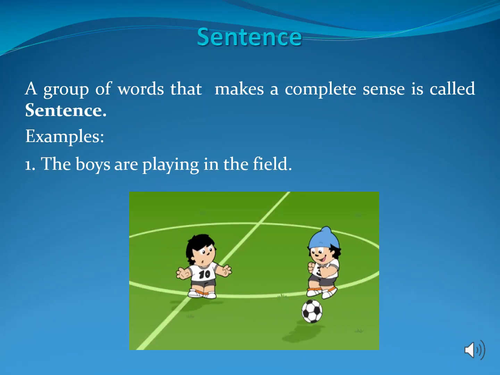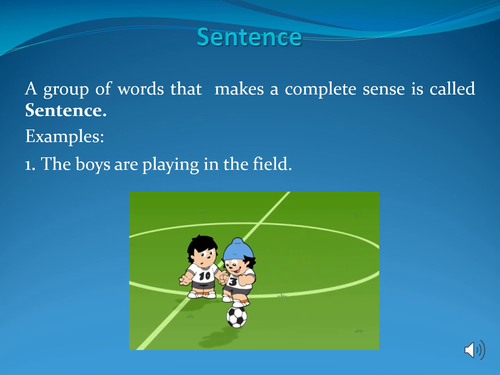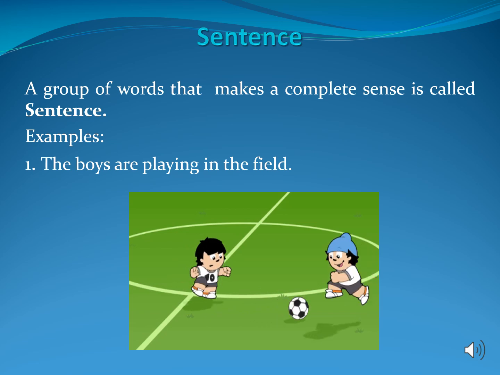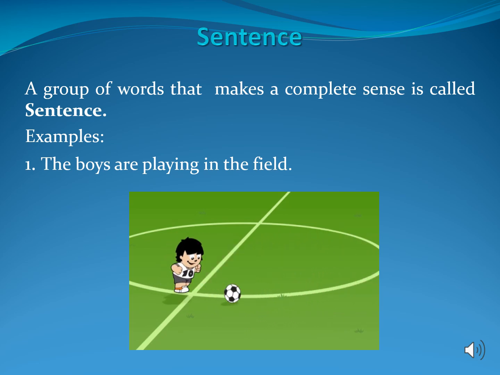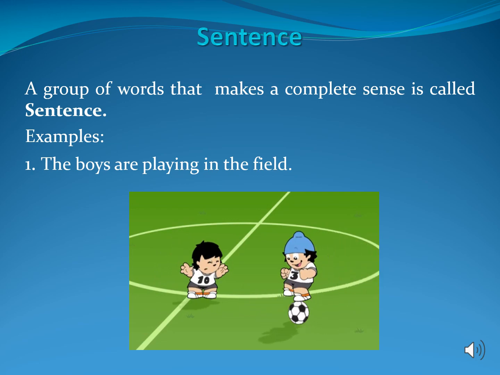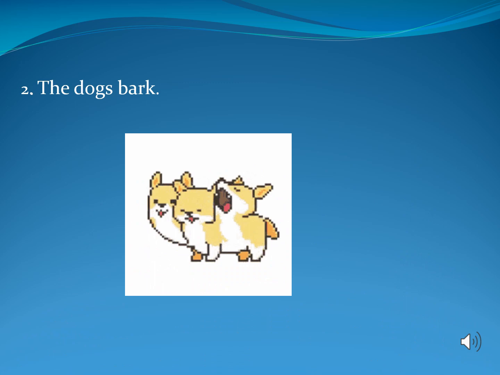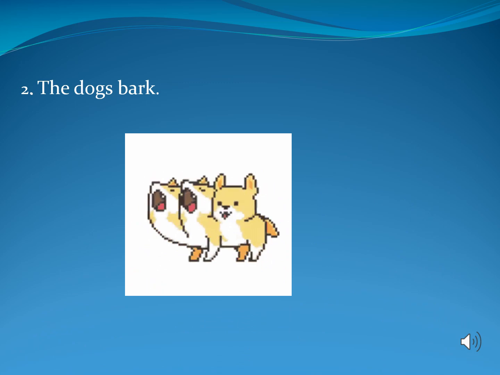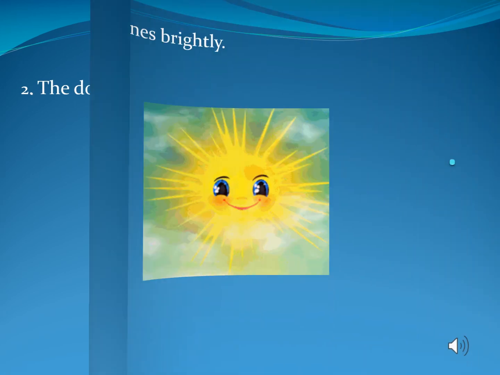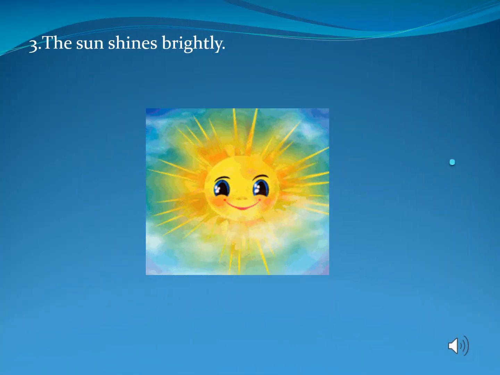Now let's get into the topic called sentence. So what is a sentence? A sentence is a group of words that makes a complete sense. Examples, here you can see: the boys are playing in the field. Second example: the dogs bark. Third example here is: the sun shines brightly.